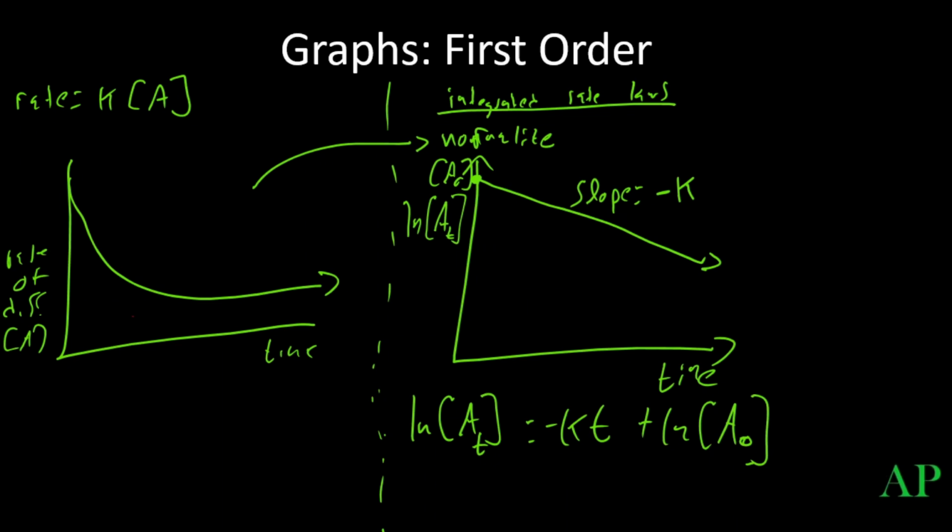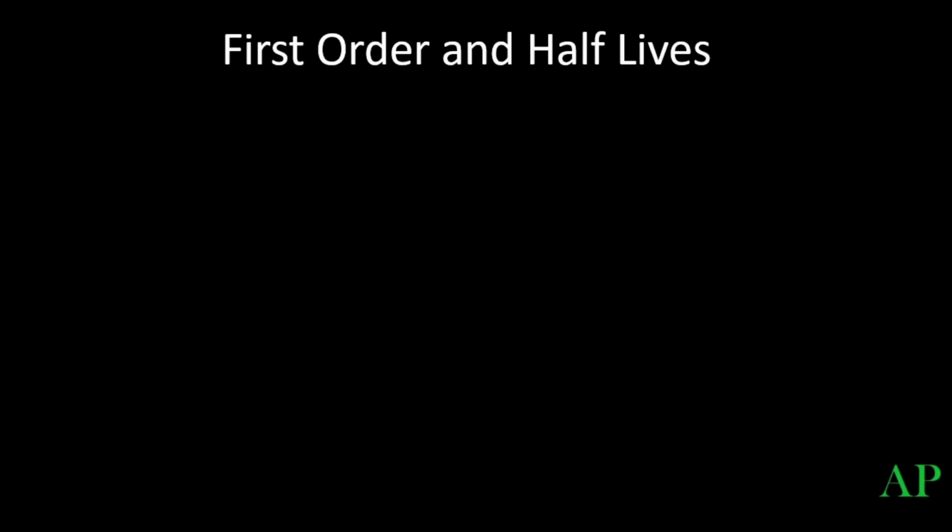So if you have any set of data, you graph it using ln, the natural logarithm, on the y-axis, and you end up with a straight line that has a negative slope. That proves that your reaction is a first order reaction. What else happens in these kinds of questions? You get half-lives. A half-life is the amount of time it takes for you to lose half of your concentration.